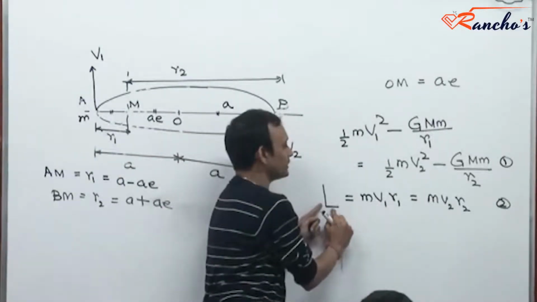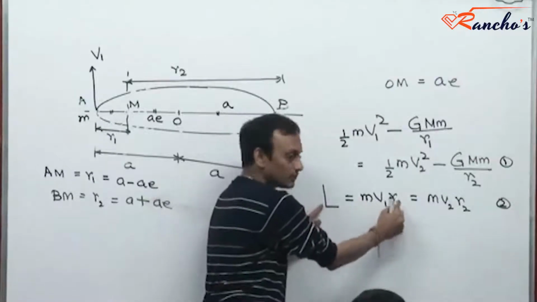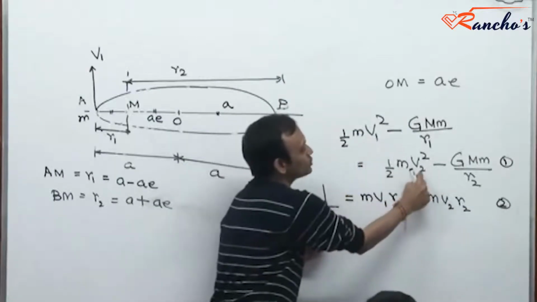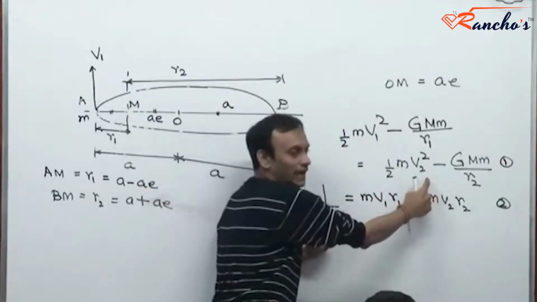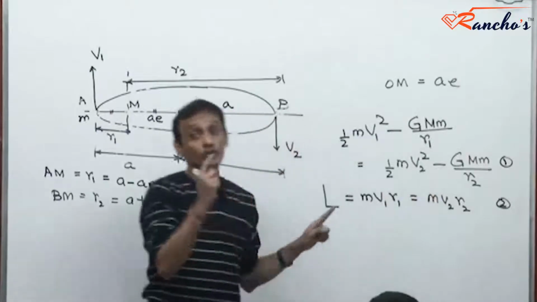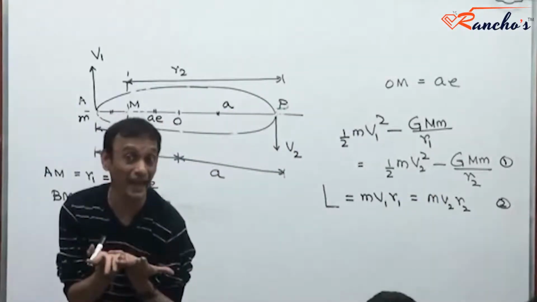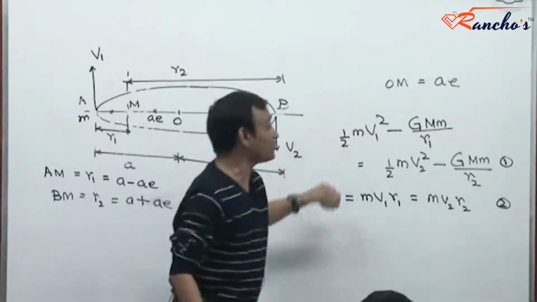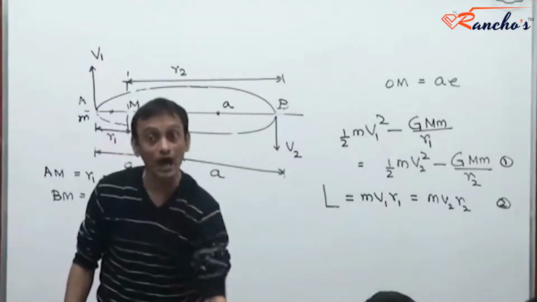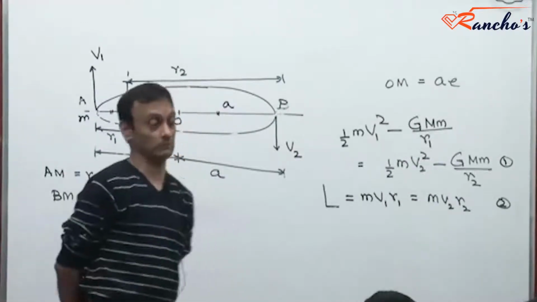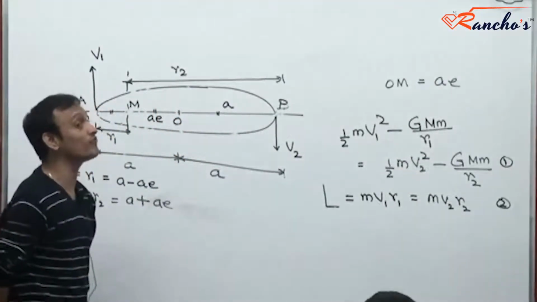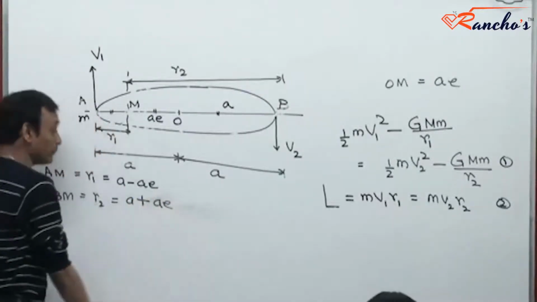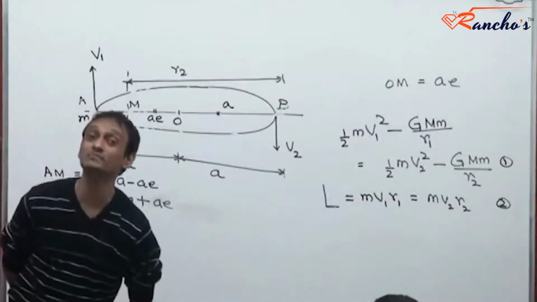This V1 could be written as L by MR1. This V2 could be written as L by MR2. V1 and V2 could be plugged in as L by MR1 and L by MR2. So you can solve for L, the angular momentum, in terms of R1 and R2. Clear? Once you know L in terms of R1 and R2, which in turn are like a minus AE and a plus AE, L can be known in terms of A and E.